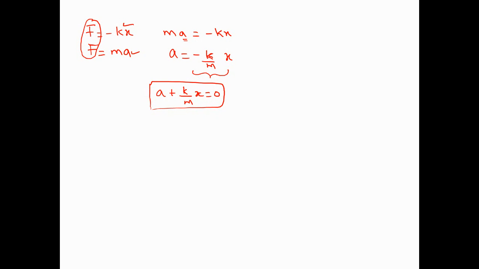Now I am going to compare this equation with the standard equation for simple harmonic motion. What is the standard equation? The standard equation is given as d square x over dt square plus omega square x is equal to 0. This is the standard equation. Now I am going to compare my equation with it. My dear, here I have the acceleration.